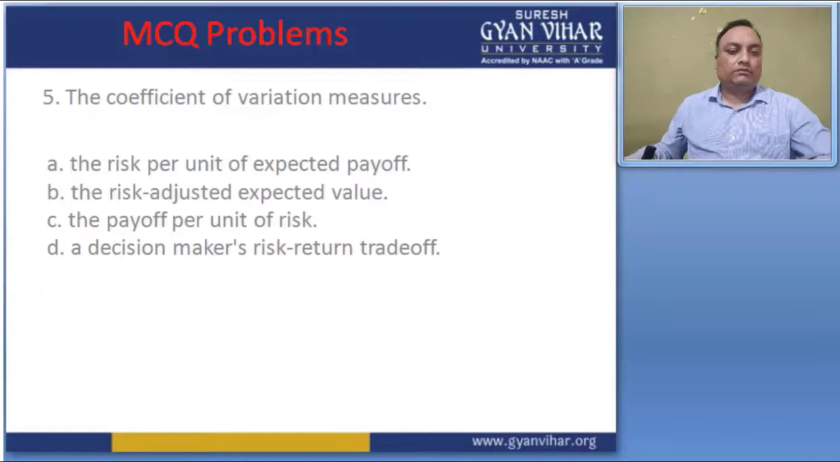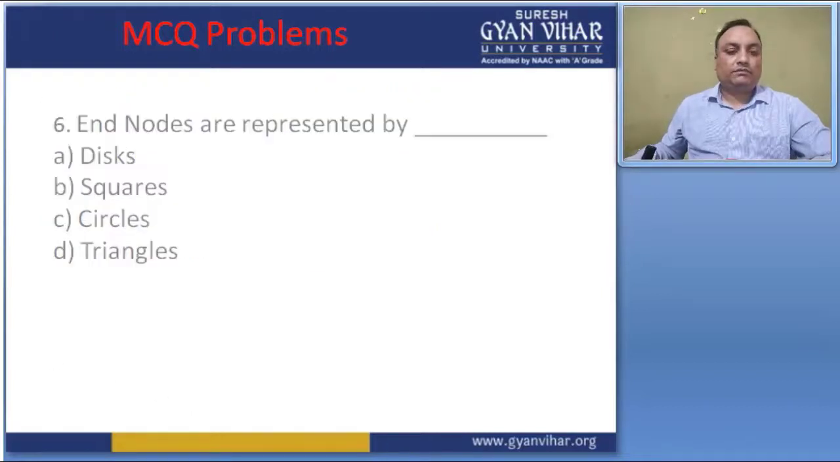Then move to the next question. The coefficient of variation measures the risk per unit of expected payoff, the risk adjusted expected value, the payoff per unit of risk, or a decision maker's risk return trade-off. So the correct answer here is the risk per unit of expected payoff. So A is the right answer.